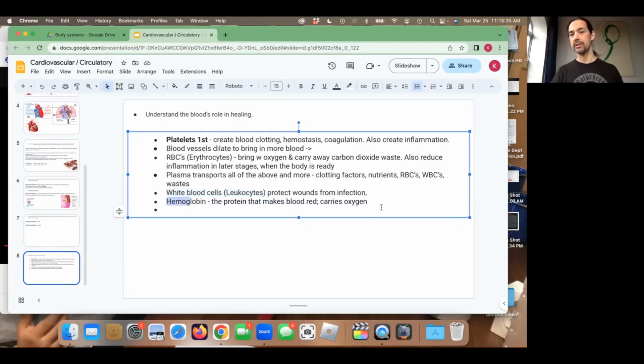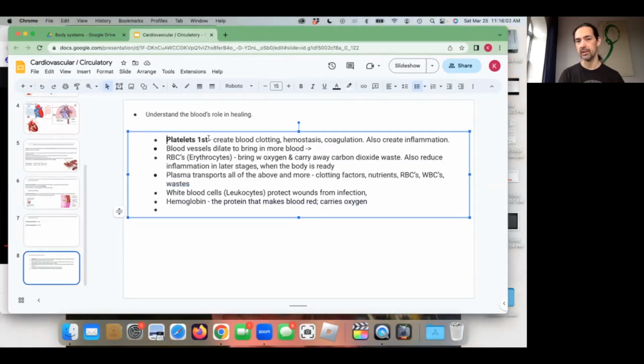Recall that hemoglobin is the protein that carries the oxygen in the erythrocytes. And recall that plasma, the role of plasma is to bring in everything that the body needs. So that's clotting factors to help hemostasis, nutrients, those are the basic building blocks of the tissues, as well as the living cells that we've been discussing, and to carry out waste products.